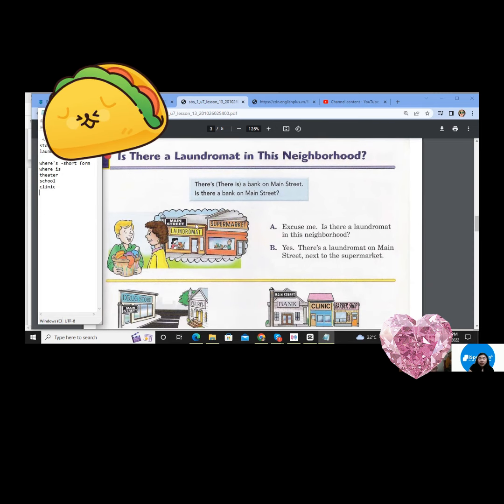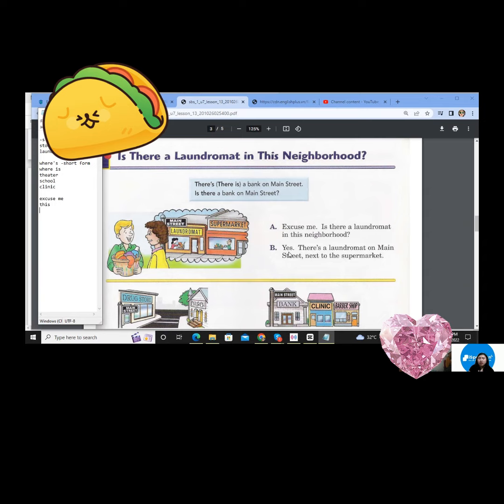Okay, this one is Main Street and this one is a laundromat. Here, laundromat, and this one is a supermarket. Excuse me, please read. Excuse me. Is there a laundromat in this neighborhood? Excuse me, is there a laundromat in this neighborhood?